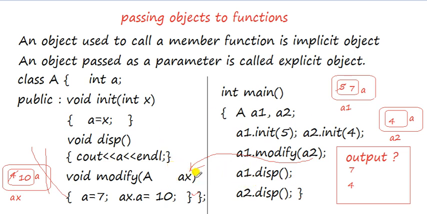So there are ways to reflect. Either you can pass the address of A2, you can create an alias name for A2 in the modify function, or you can return AX from here to the main function. When you return, you have to give the return statement, return AX, and here you have to collect it as A2 equals. So in A2 that modification will be reflected.